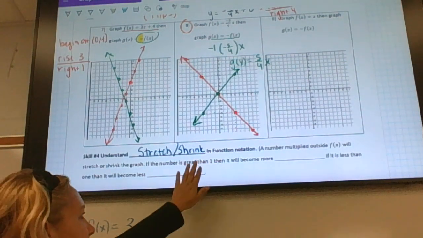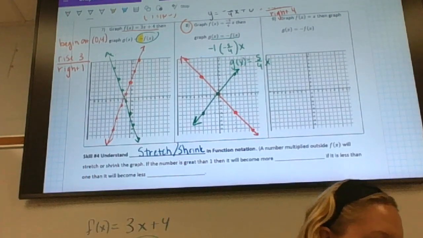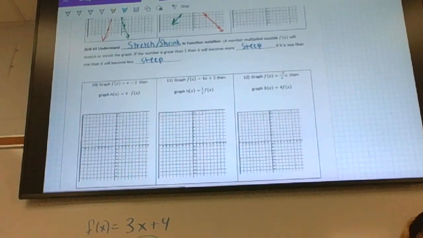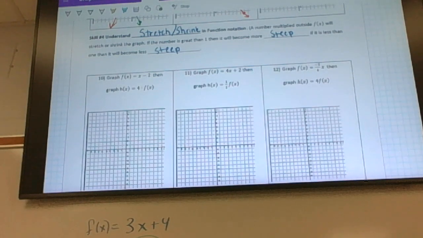So a number multiplied outside of f of x will stretch or shrink the graph. If the number is greater than 1, then it will become more steep or stretched. If it's less than 1, then it'll become less steep or it'll become flatter. So number 10, we're going to graph this one. For f of x, you're going to begin at 0, negative 2. And your m is an invisible 1, so you move up 1 over 1.